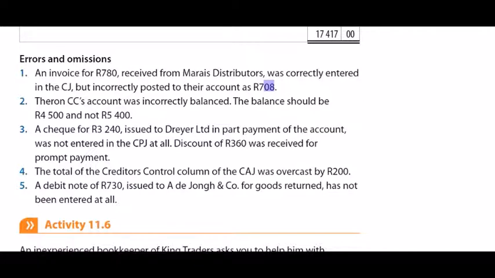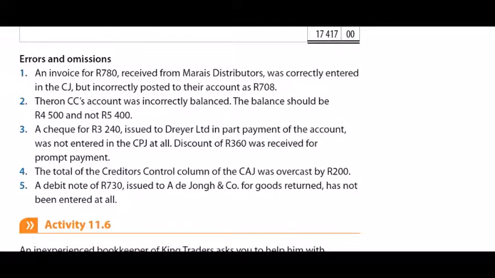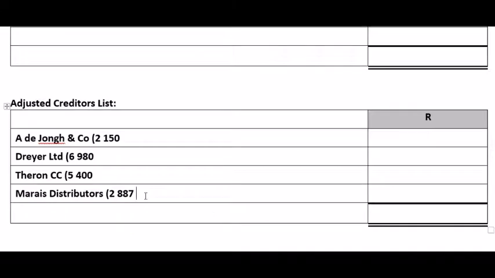Okay, so we said that we owe Maree Distributors 708 Rand more, where we actually had to add 780. So you have to go and calculate the difference between the two values. 780 minus 708 is 72 Rand, and we have to go and add that value to Maree Distributors. Why am I adding? Because it's an invoice, and invoices increase the value that we owe to creditors. Remember, this little 1 is just to indicate that this was error and omission number 1.